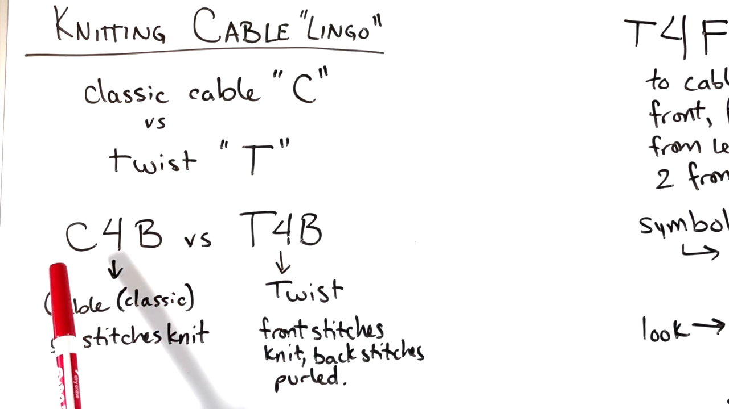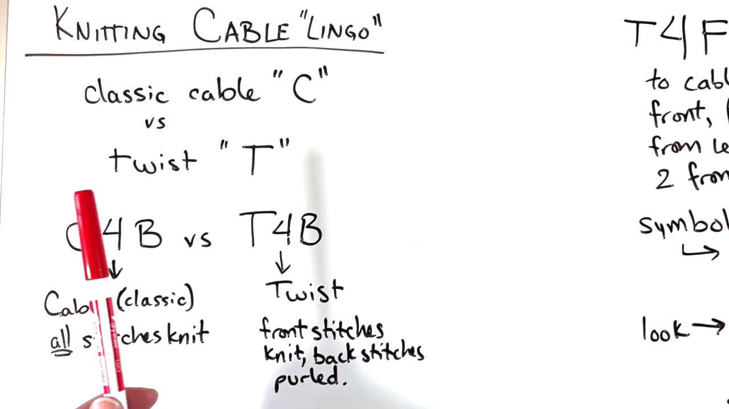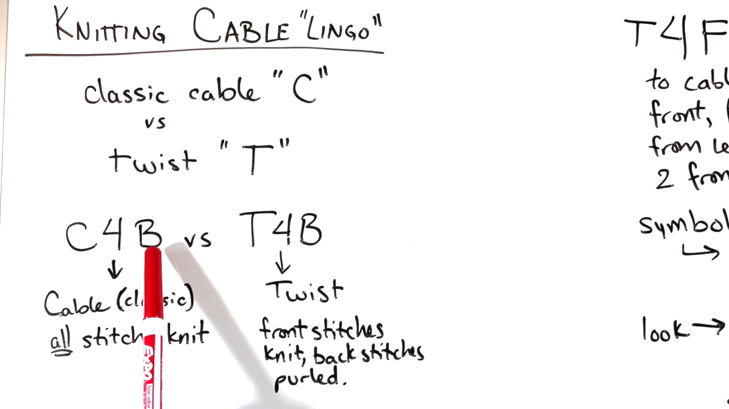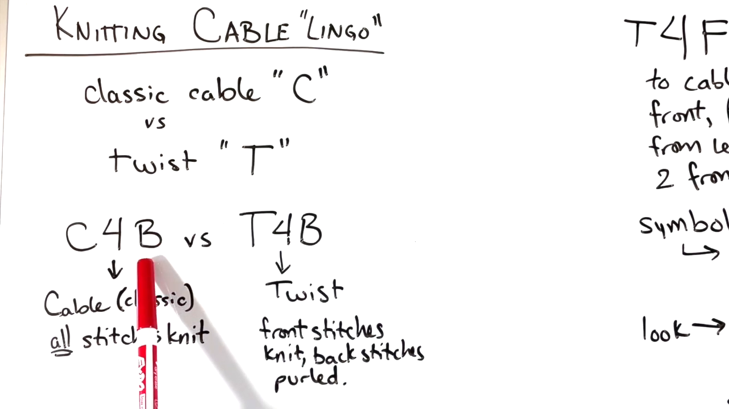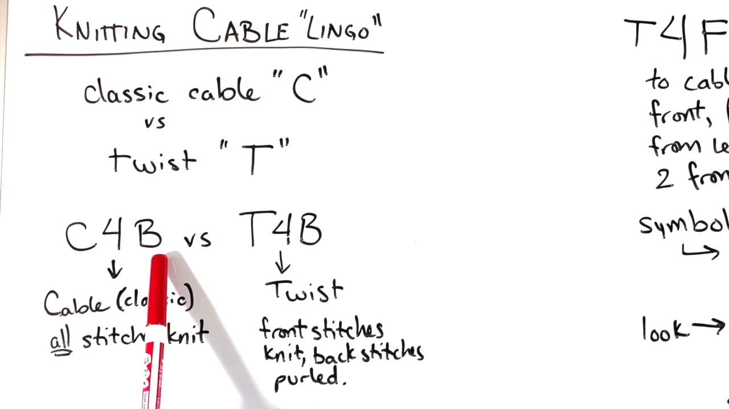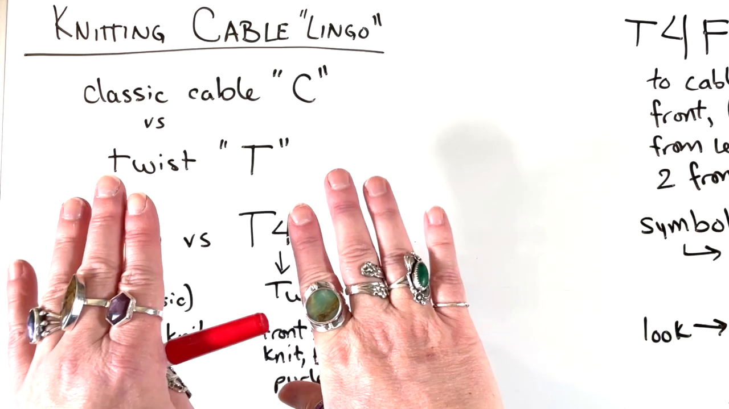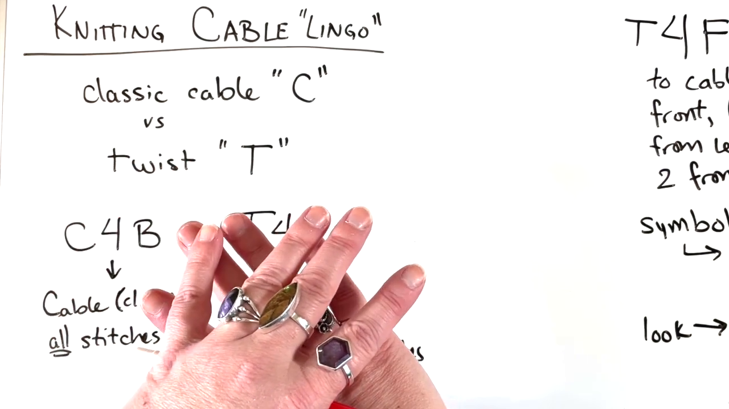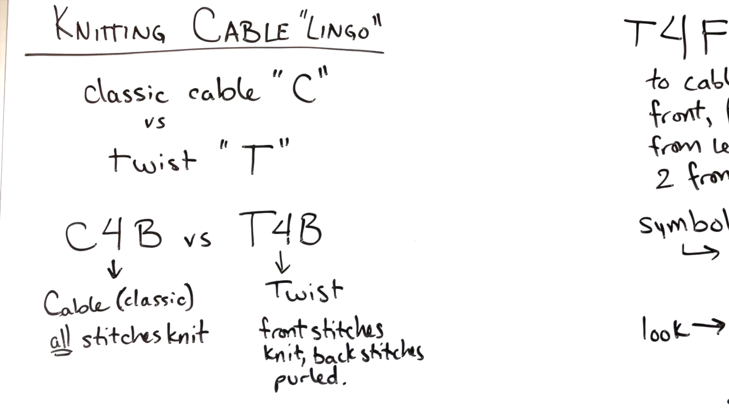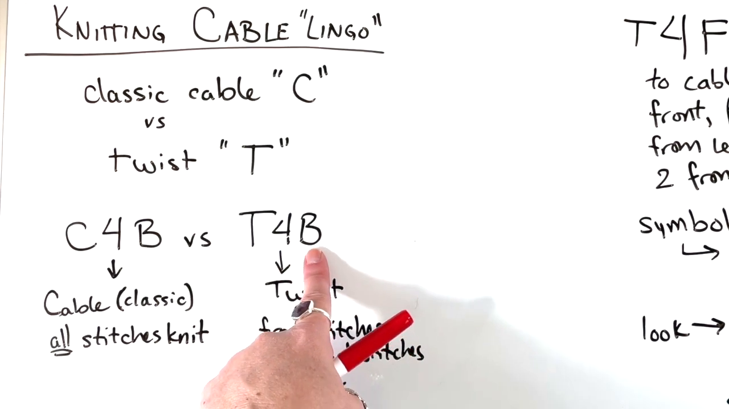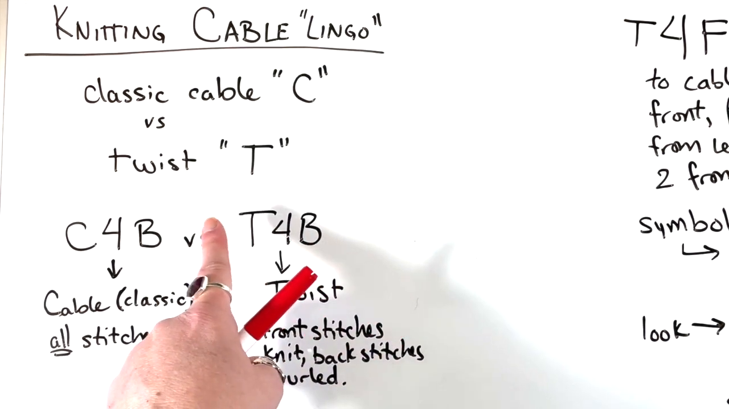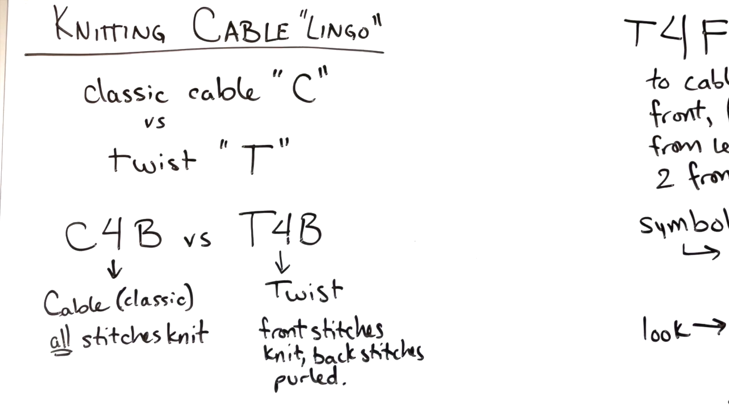But what you are doing with the stitches that are in front and in back will change. In this one, 2 stitches go on the cable needle and are held in back, and you knit 2 off of your left-hand needle, and then you knit the 2 that are in the back. It makes a classic cable where it just looks like knit stitches are turning over other knit stitches. This one, we'll take a look at the lingo down below. Again, you're taking 2 stitches off and holding them in back, but then what you do to the other stitches, some will be knit and some will be purled.